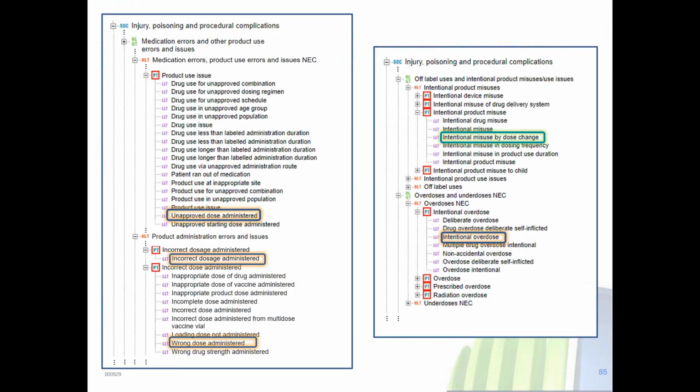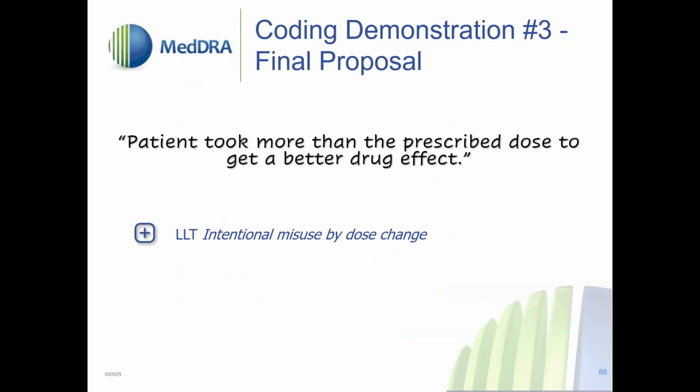So let me switch back. Here again, the LLTs that were suggested in the poll, and here is the correct assignment. We would need to classify as misuse. That's of course the main classification that we need to consider, and then look for the most specific LLT that is available for the condition. And as mentioned already, we cannot assume an overdose here, it could still have been in the approved dose range, and all the other terms represent errors and issues, so would not represent a drug misuse as reported in our verbatim. So here is the final suggestion: LLT intentional misuse by dose change under PT intentional product misuse.